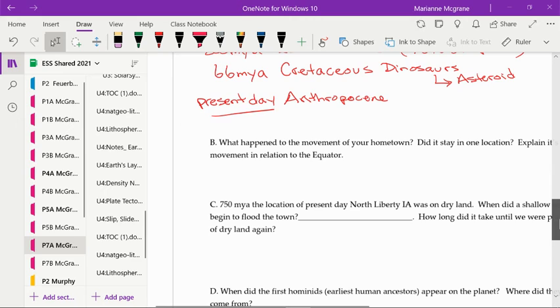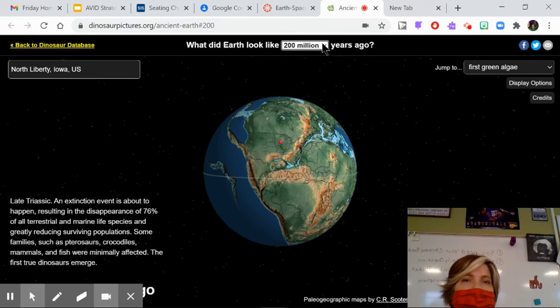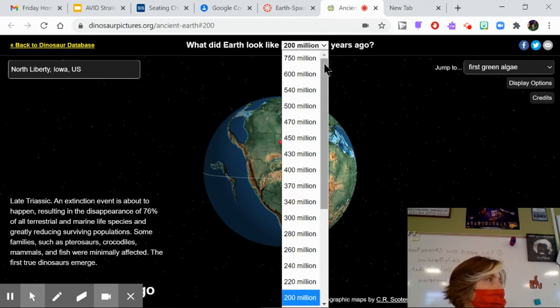All right, let's go ahead and look at letter C, please. 750 million years ago, the location of present-day North Liberty, Iowa was on dry land. When did a shallow ocean begin to flood the town? What did we look up? Who has found something like that for me? Because I know some of you have been moving ahead. When did we start to flood? Anyone? Lincoln, did you find it?